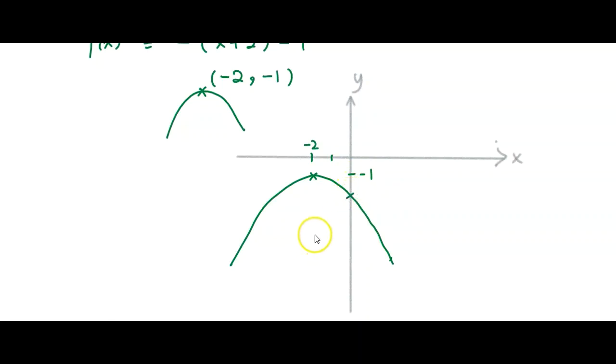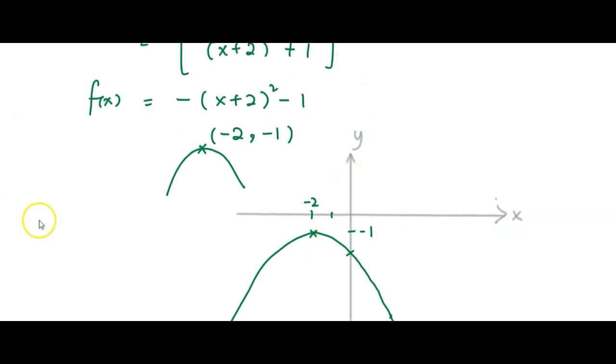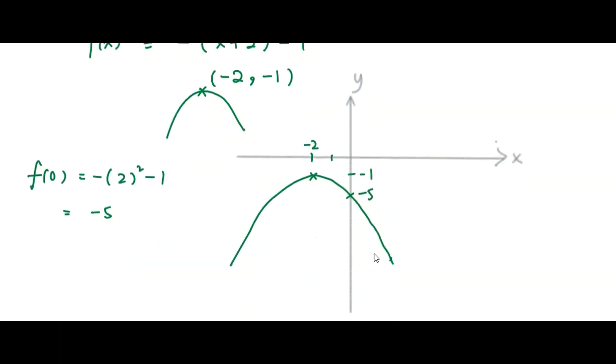You have a y-intercept. To get a y-intercept, you just need to substitute the 0 into your x. You have negative 2 squared minus 1. That is negative 4 minus 1. That is negative 5. Meaning that this value is negative 5. Okay, so the two endpoints are going down indefinitely.